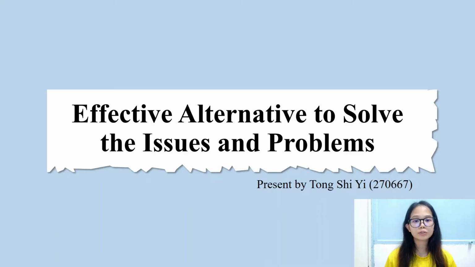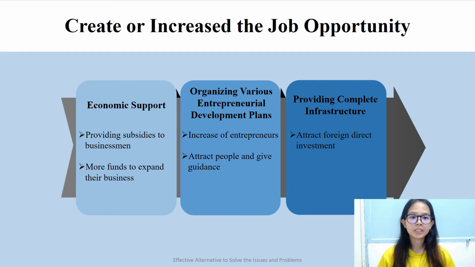Next, I will continue to present the effective alternatives to solve the household poverty problem in Selangor. Create or increase the job opportunities. The state government of Selangor can increase the job opportunities in Selangor through 3 ways, which are economic support, organizing various entrepreneur development plans, and providing complete infrastructure. In the way of economic support, the state government can provide subsidies to businessmen. When businessmen have more funds to expand their business, there will be new businesses occurring in Selangor, which will directly increase the job opportunities in Selangor.